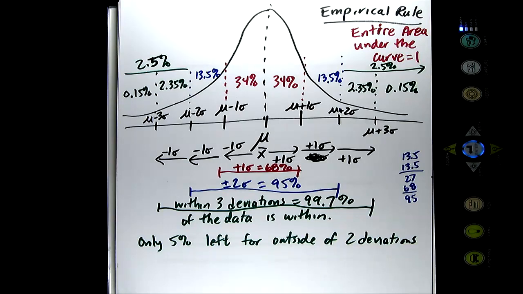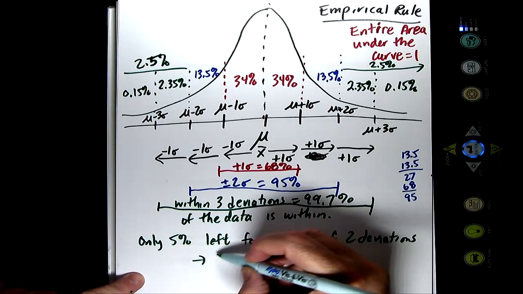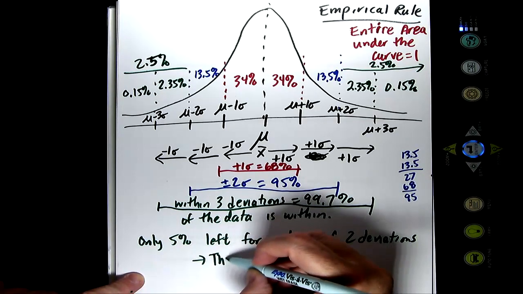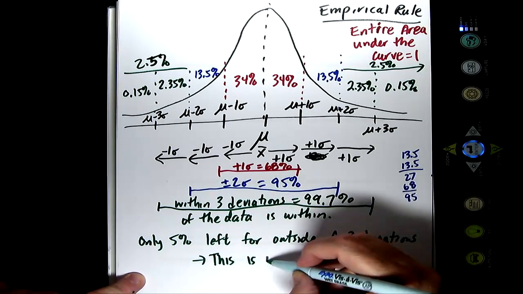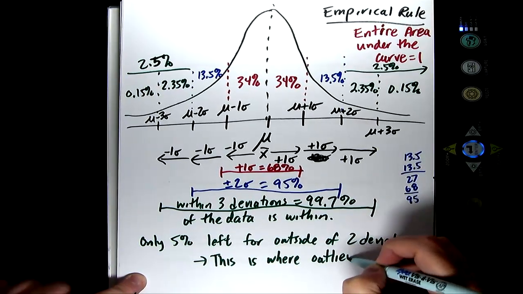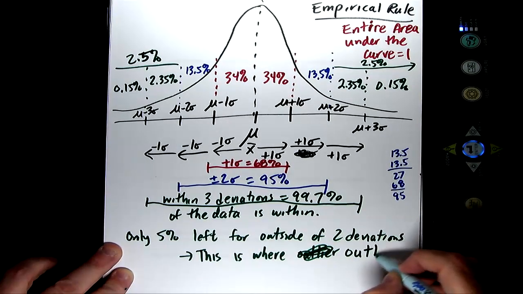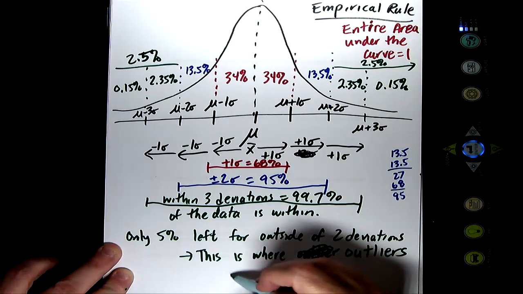Generally, this outside of the 5% is where we call the outsiders. Or not outsiders, outliers.